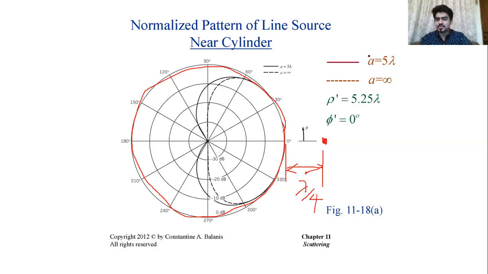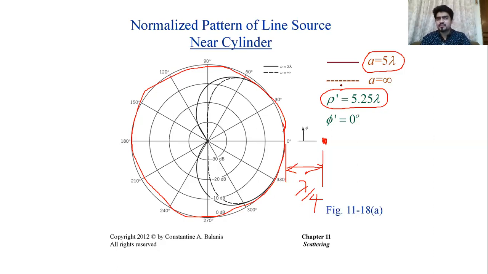So what we are doing is considering a cylindrical structure having a radius of curvature of 5 lambda, and the line source is placed at rho prime equals 5.25 lambda. If we take the difference, basically the distance between the surface of the cylinder and the radial distance of the line source from the origin, the difference is 0.25 lambda. That is nothing but lambda by 4 distance.